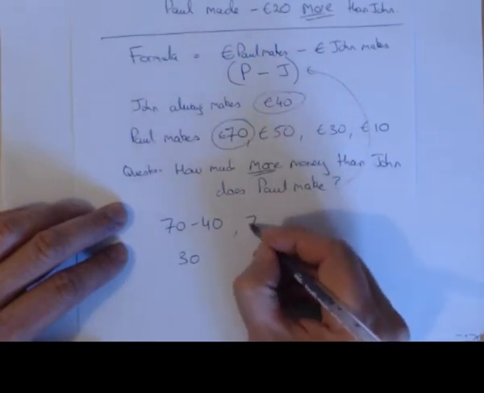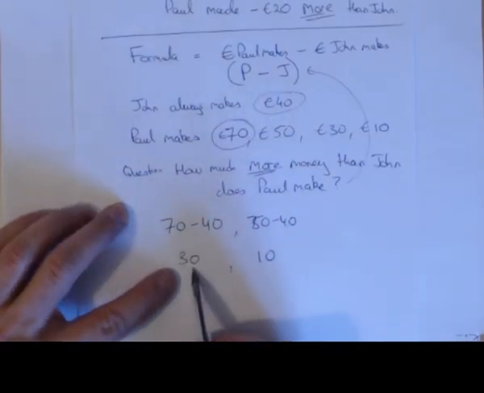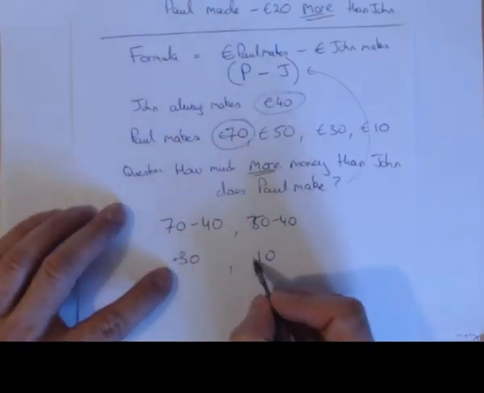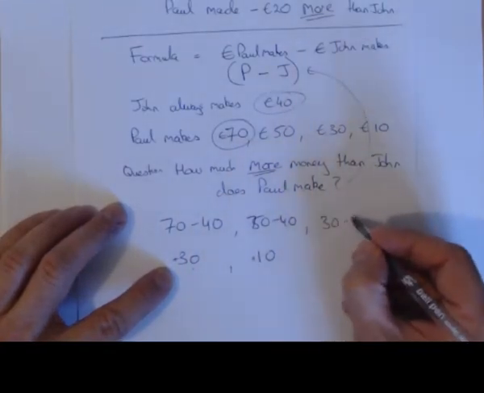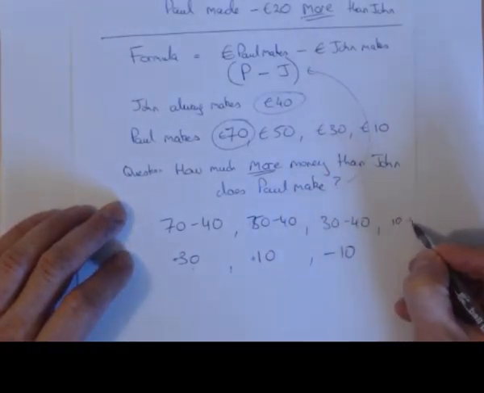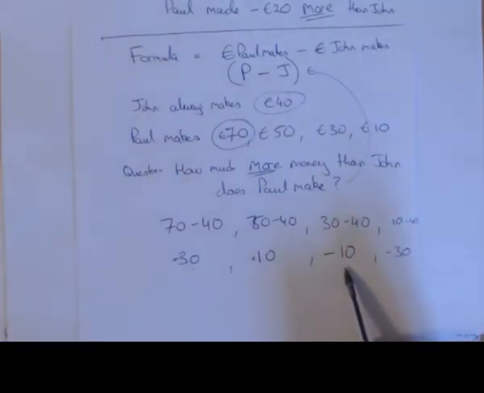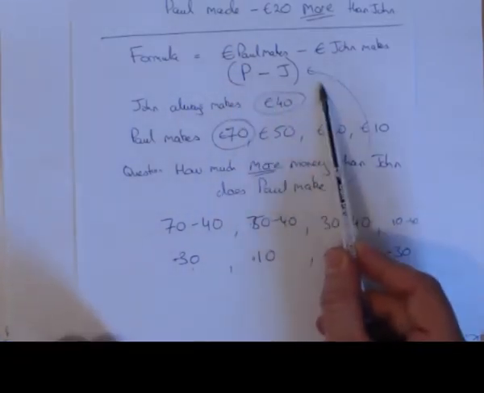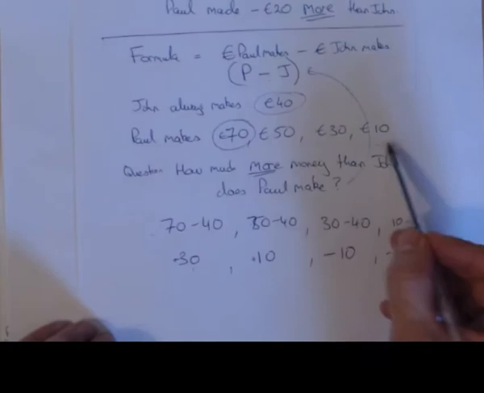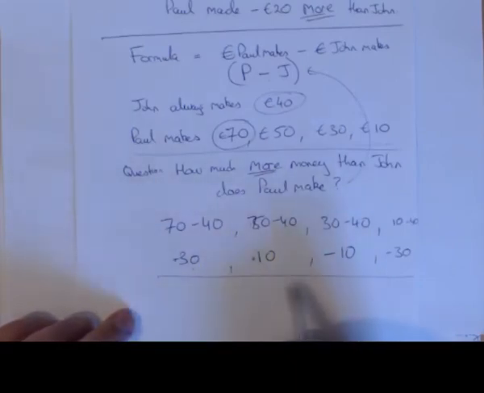For the second one, it's going to be 50 minus 40, and your answer will be 10. We can see clearly that Paul makes €30 more than John, €10 more than John. But when you put the 30 into the calculator, the number that you're going to get is negative 10. When you put 10 into the calculator, the result that you're going to get is negative 30. So instead of saying he makes 10 euro less than John, we say that he makes negative 10 euro more than John. Again, it seems a strange thing to say in English, but the reason we do it is because we have formulas. And I'm going to give you a list of questions, and you're going to give me a list of answers. So just make sure that your answers are in the same order.